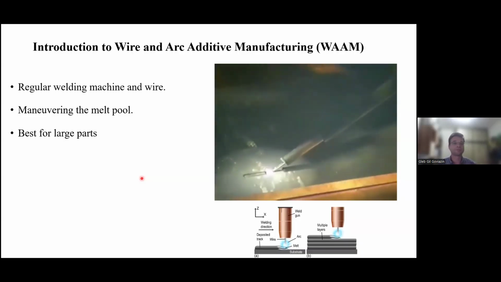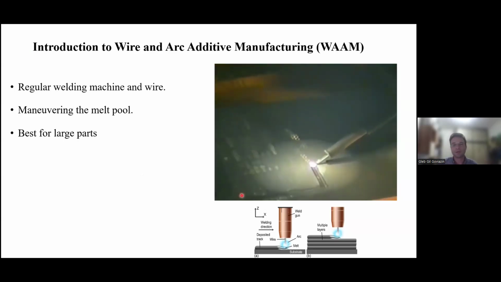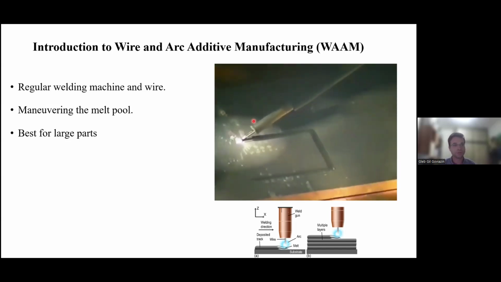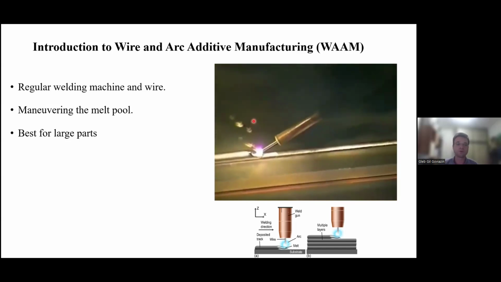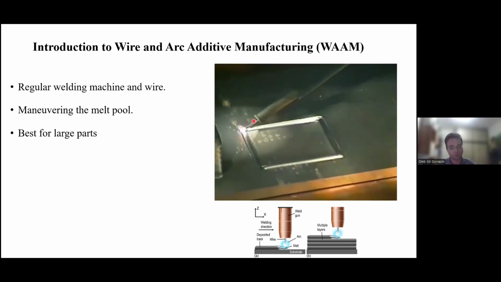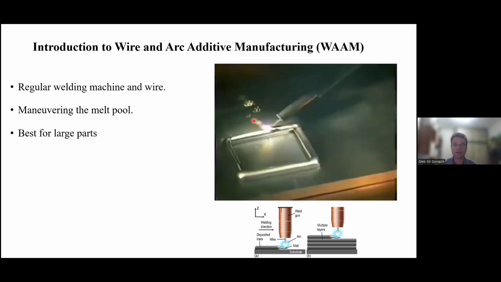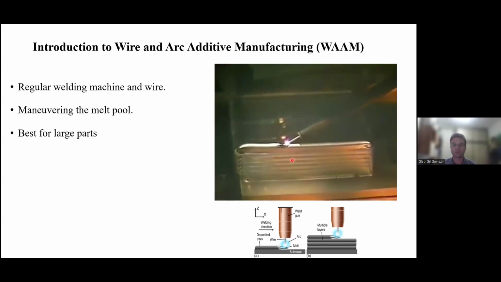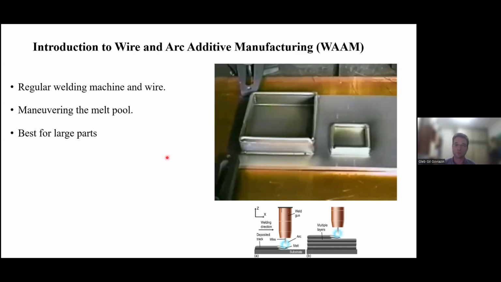So what is WAAM? WAAM stands for wire and arc additive manufacturing. This specific method of additive manufacturing uses a regular welding machine and regular welding wires, and by maneuvering the melt pool, we can construct our final geometry in a layer by layer fashion. Finally, we'll have our final geometry, but the surface of such geometries is pretty rough. Hence, this specific method of additive manufacturing is best for large parts.